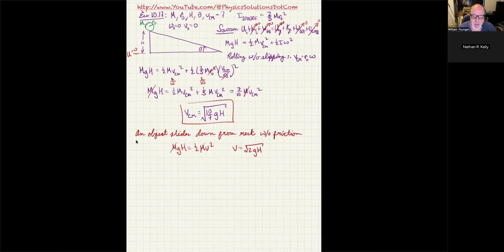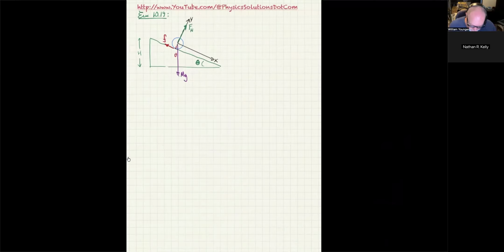So again, I'm not going to discuss that more than what I just did, but we're going to go on to now example 10.19. So 10.19 is the exact same problem we did last time, except now we're going to see if we can calculate the acceleration this thing's going to get by using our dynamical equations.